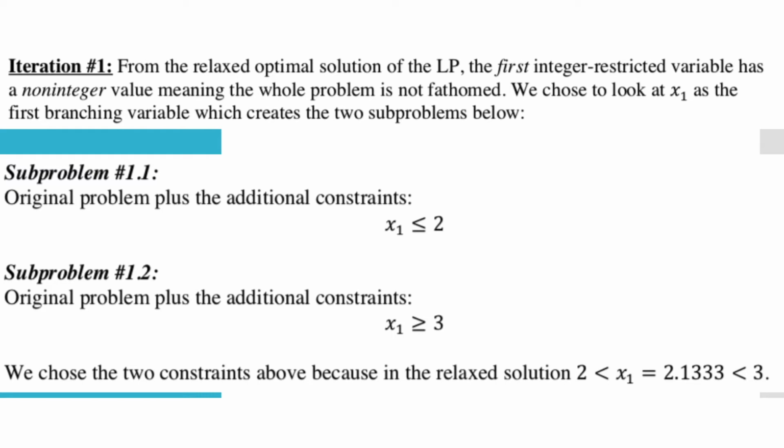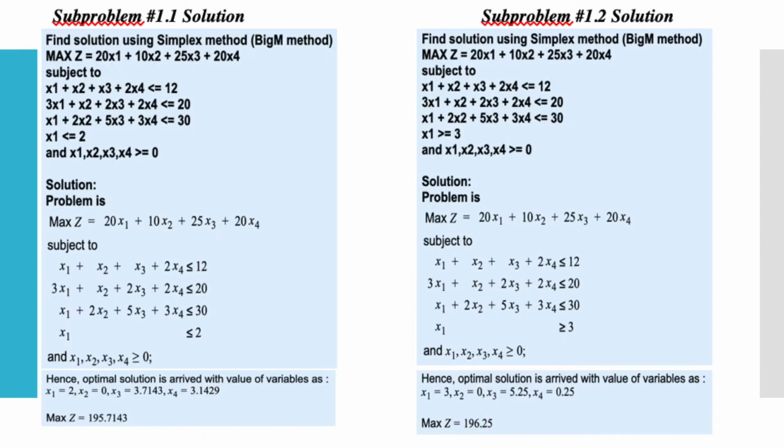We force the decision variable x1 to become an integer, and we divide it into 2 subproblems where x1 is less than or equal to 2 or x1 is greater than or equal to 3. We chose these because the value of x1 in the original relaxation was between 2 and 3. From this, we ran the simplex method twice, and we found that both scenarios resulted in feasible, fathomable solutions.